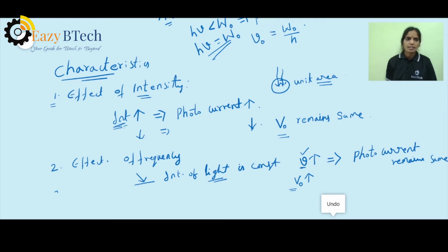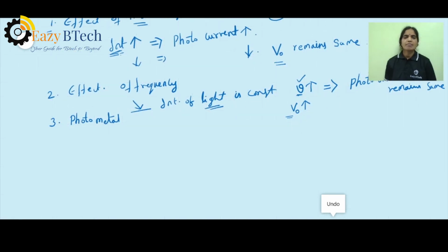Now let's move on to the third one, the photometal. We said that radiation is incident on a metal surface. The metal surface which gives out electrons from its surface, from which the photoelectric effect takes place, is called the photometal. When the frequency and intensity of the radiation are fixed but the photometal is changed, the threshold frequencies differ. Threshold frequency is not the same for all metals. It changes from one metal to another.